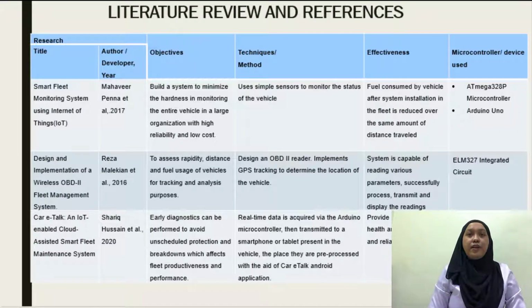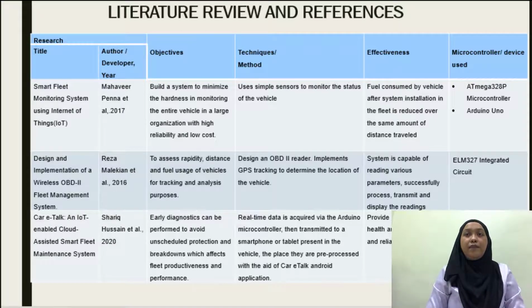Alright, for the literature review and reference, here I attach a table of the summary. There's actually a lot of literature review and reference, but I chose these three as my top referred papers. So basically the first one is smart fleet monitoring system using IoT, in which it uses simple sensors to monitor the status of the vehicles. This paper is proven effective to reduce the fuel consumption in fleet over the same distance travelled. So they basically compare the system implementation before and after and measure by fuel consumption.